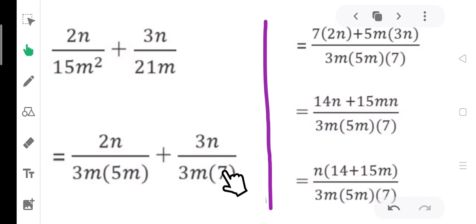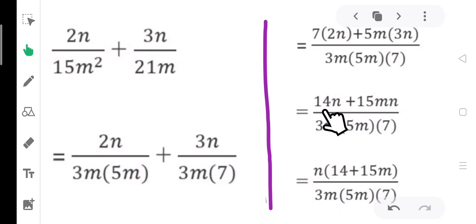So we can cancel 3m and 7. 3m and 7 canceled. So the answer would be 5m. Then multiplied by 3n, the numerator. So we have 5m times 3n. Okay? So we have 7 times 2n, that is 14n. 5m times 3n, that is 15mn. So we have 14n plus 15mn all over 3m times 5m times 7.